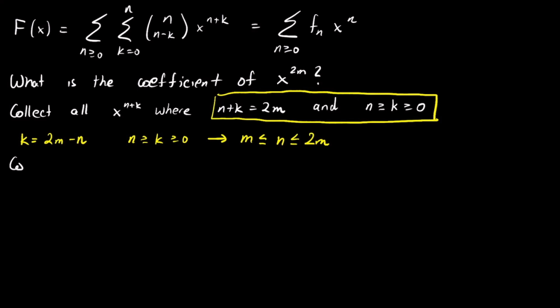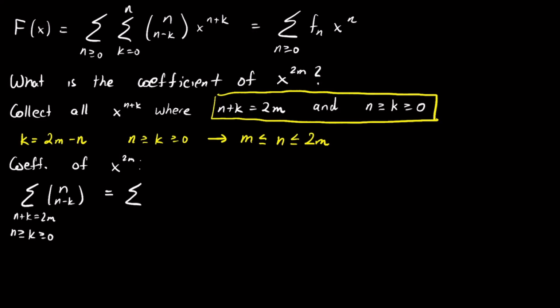So now I can ask myself, what's the coefficient of x to the 2m? Well, from our sum above, it's going to be all the terms n choose n minus k, where I have that n plus k is equal to 2m. Remember, we want the power to add up to 2m, and n is bigger than or equal to k is bigger than or equal to 0. But we've just shown that this can be rewritten as n choose n minus k, where k can be replaced by 2m minus n, and this condition can be replaced by n going from m to 2m.